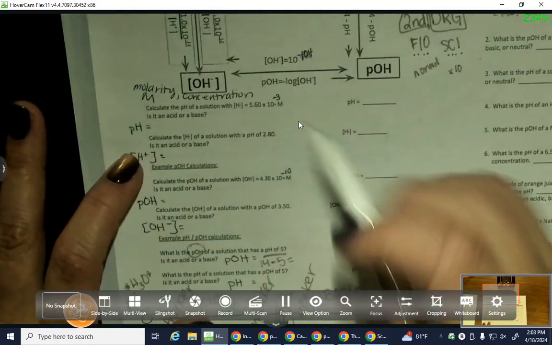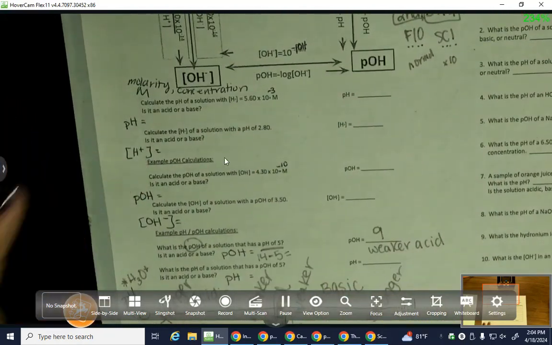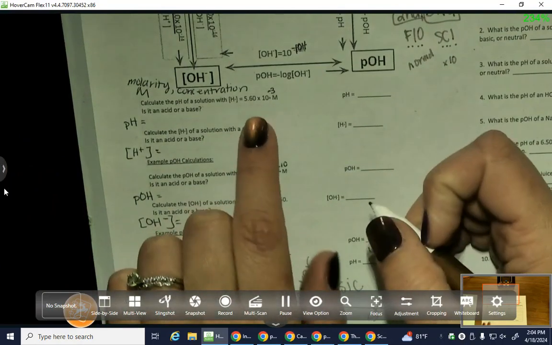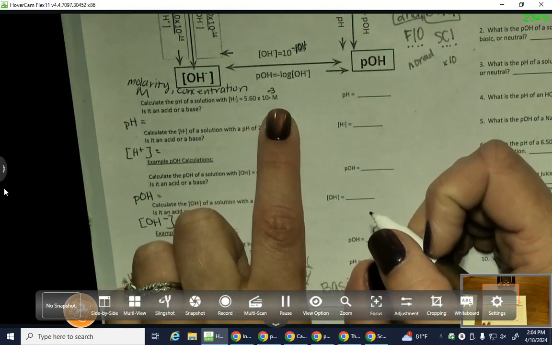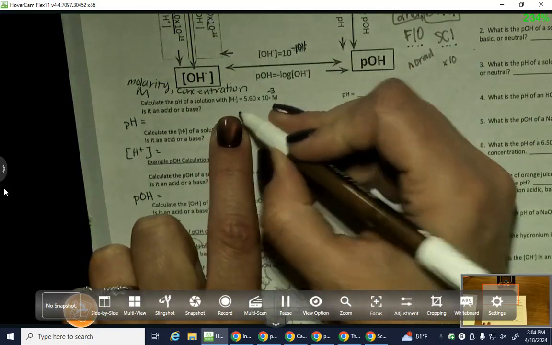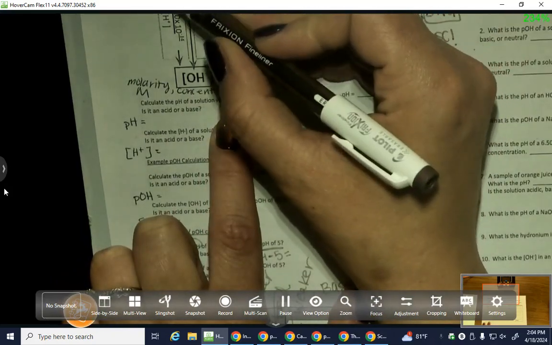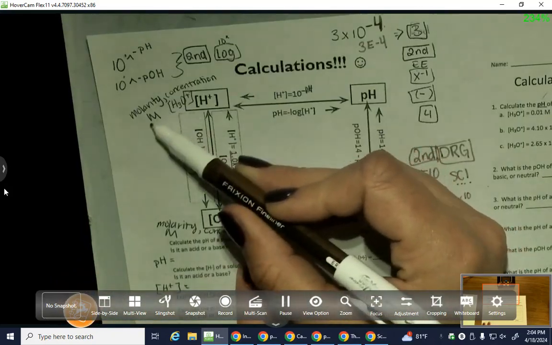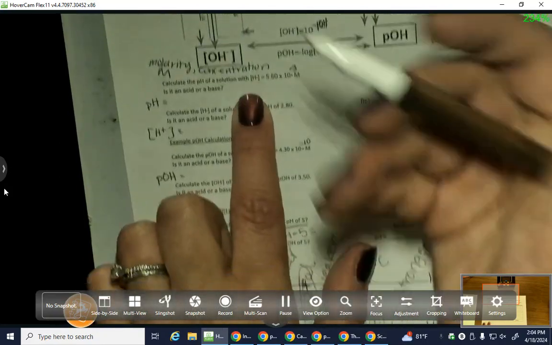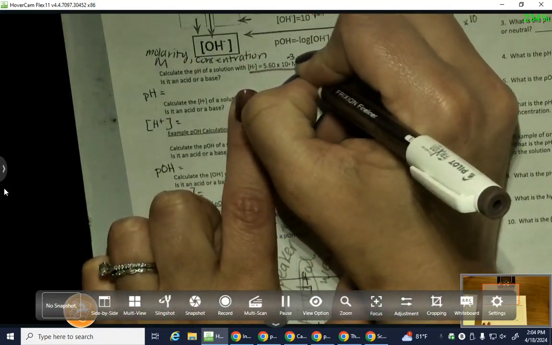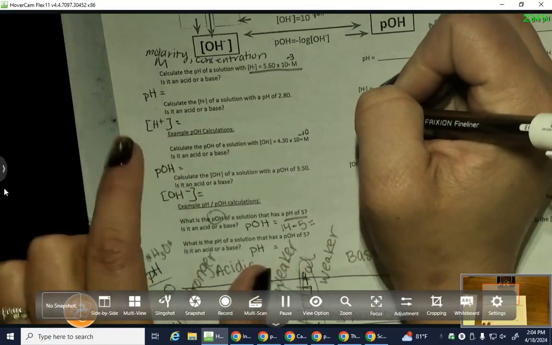Our first example. Okay, so we have: calculate the pH of a solution with an H concentration of 5.6 times 10 to the negative 3 molarity. Just a reminder, brackets mean concentration. So this is what we're given. I'm going to underline what we're given, and circle what we're looking for.